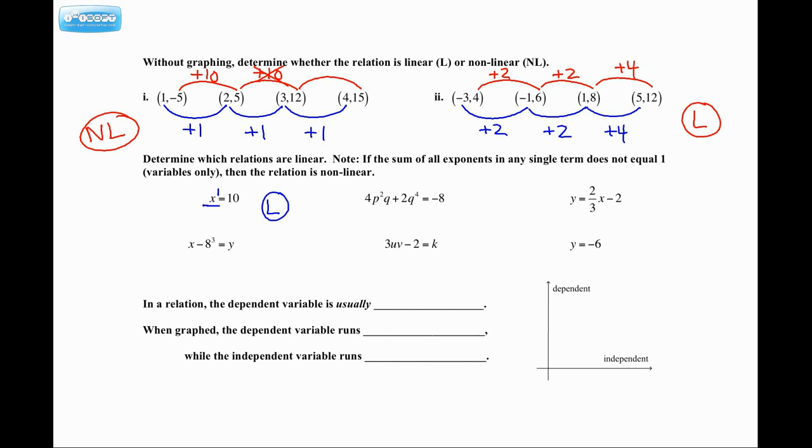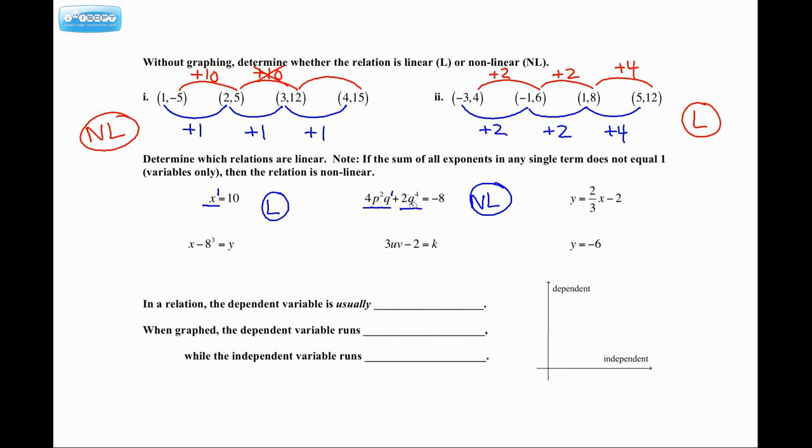Okay. Next one. We have, well, it's a bit uglier, but we have 2 terms that contain variables. So we're only going to look at those. In this term, the exponent, the p is 2, and the q, well, that's an invisible 1. So the grand total of exponents in this term alone is actually 3. Well, already I don't even need to look at the other ones, because I know it's not equal to 1. So therefore, this relation is non-linear.